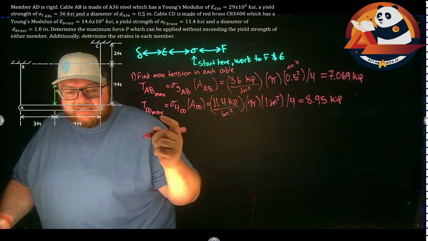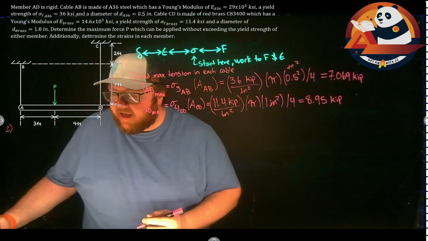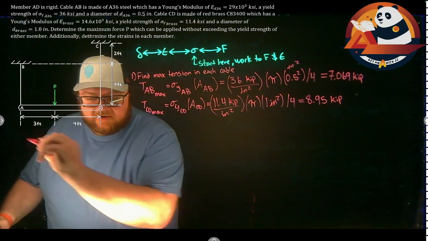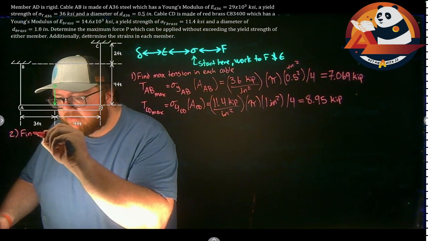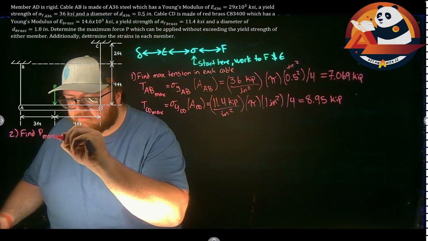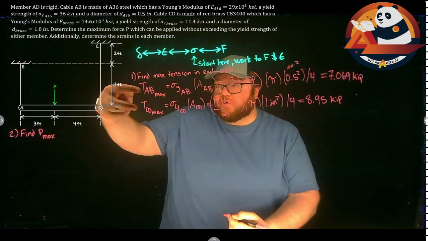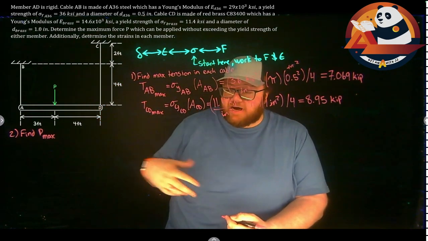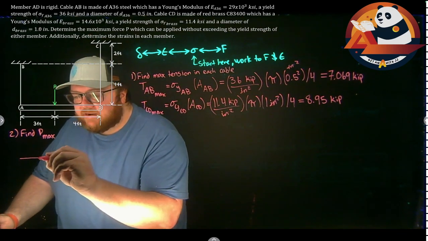So our second step, 2, let's find P max. If I'm looking for that, well, I know potential forces in cables. I can make a free body diagram. So let's go there. Drawing that free body diagram out.